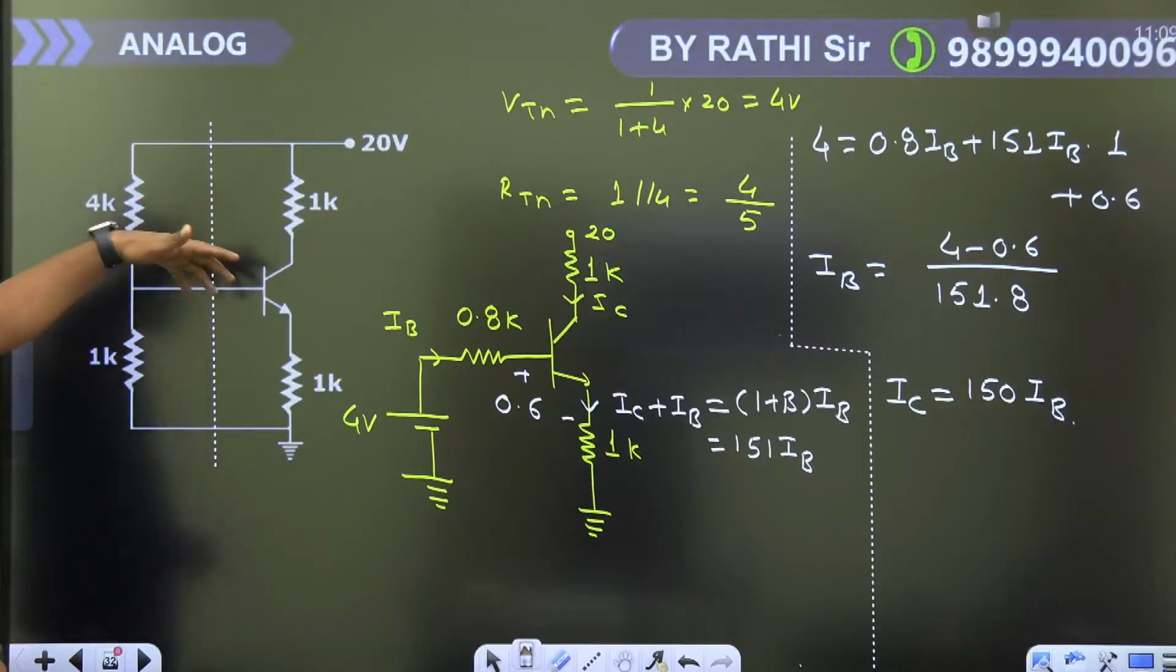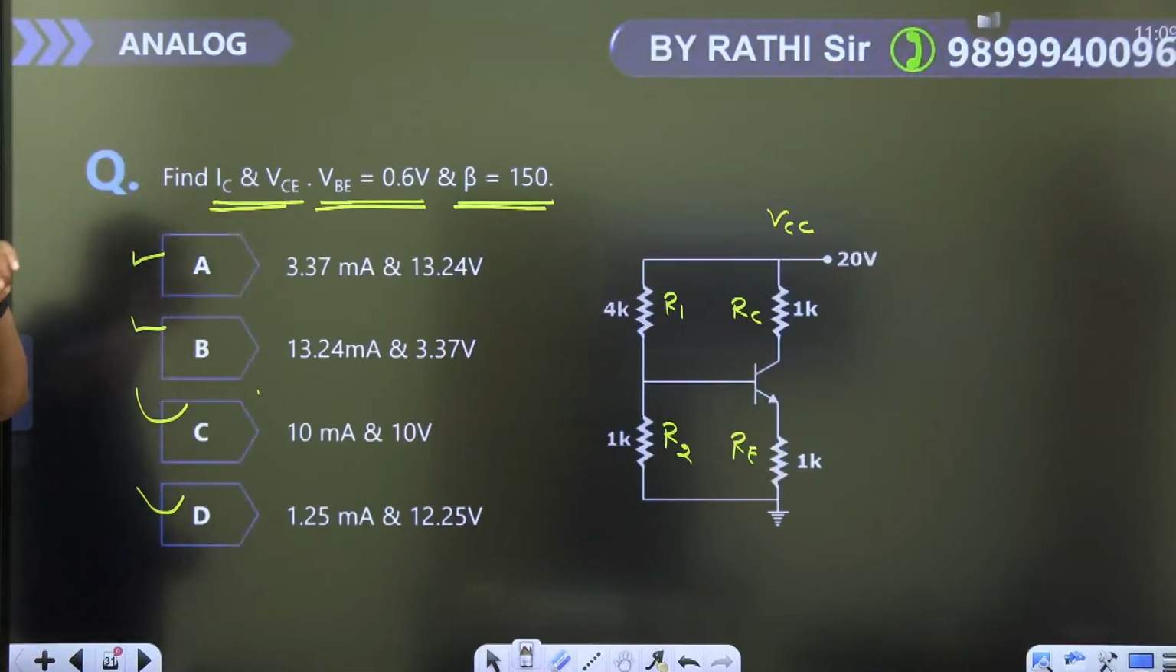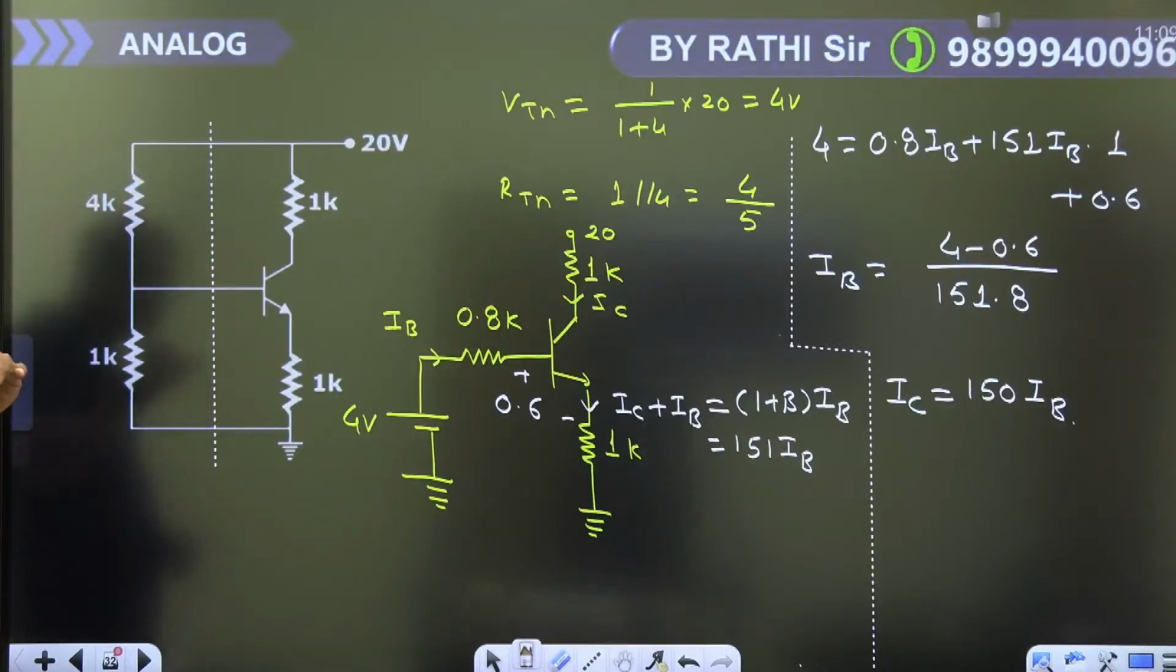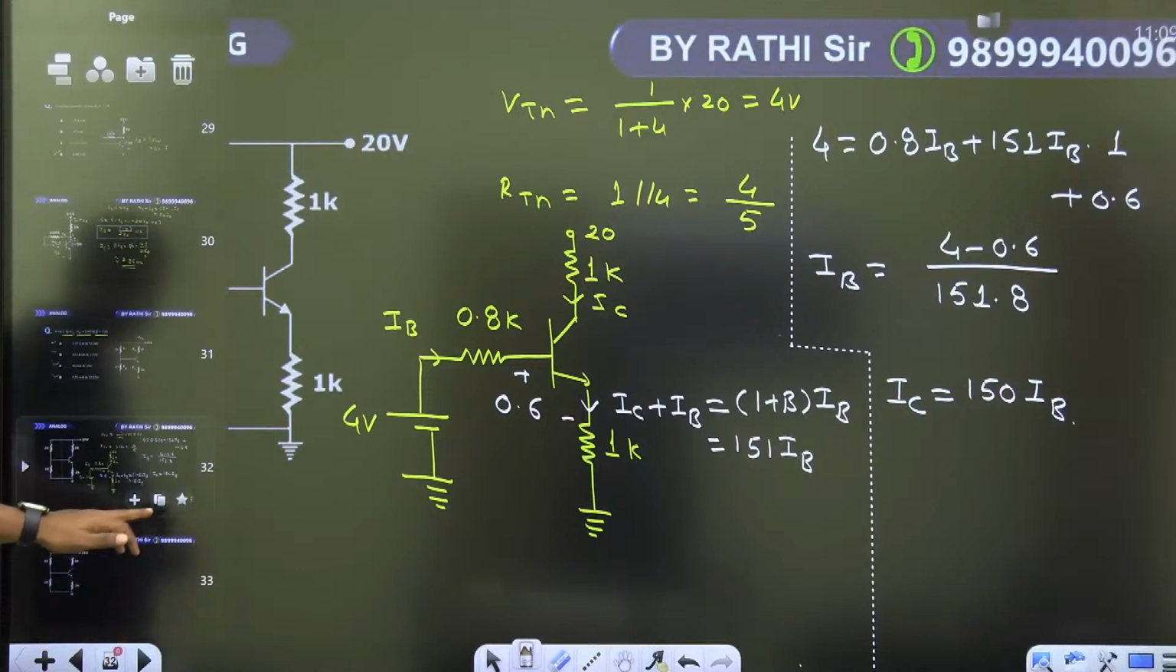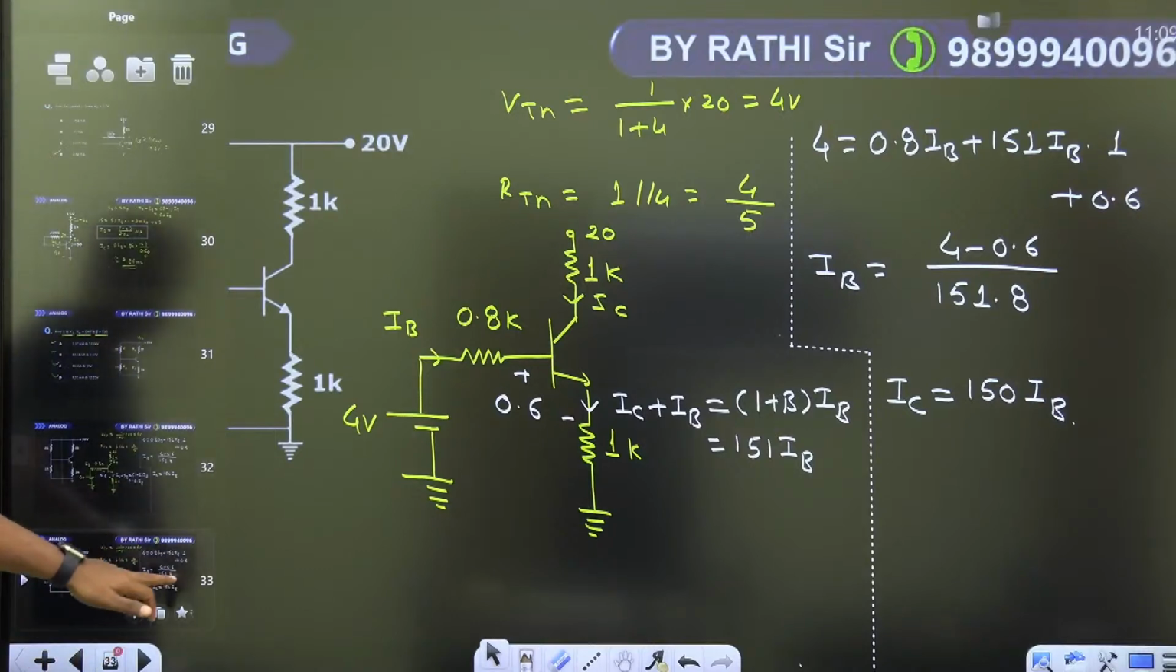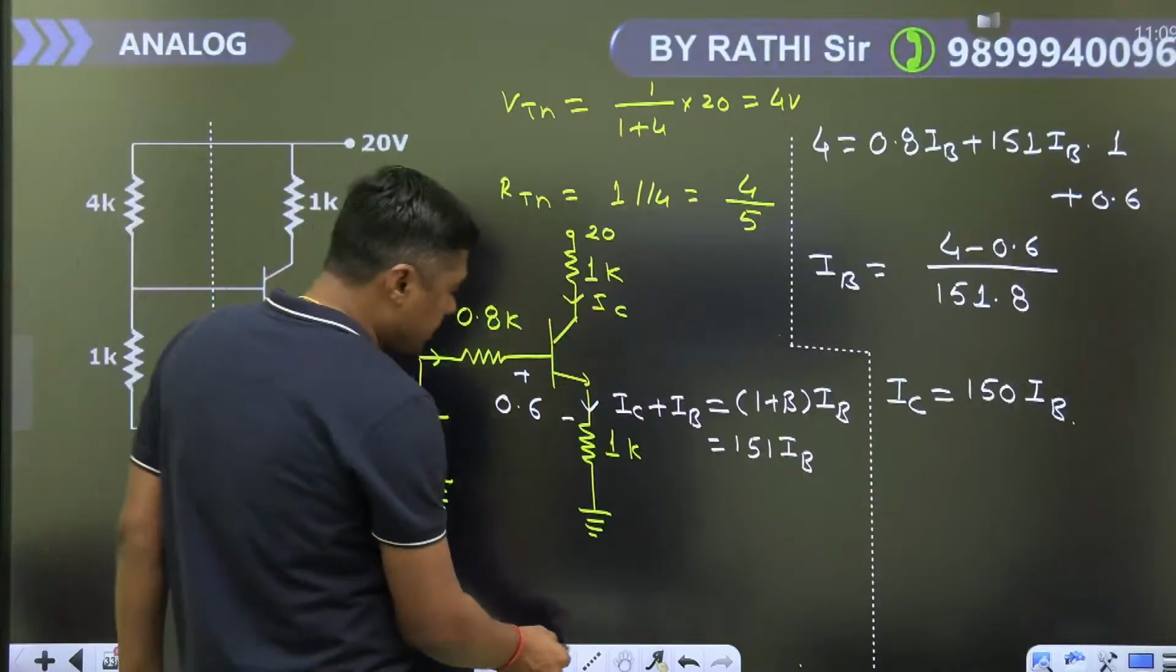Now find it. But what is the value of VCE? VCE, how can we find the value of VCE, guys? Just to find the value of VCE, remember this is the value of VCE.